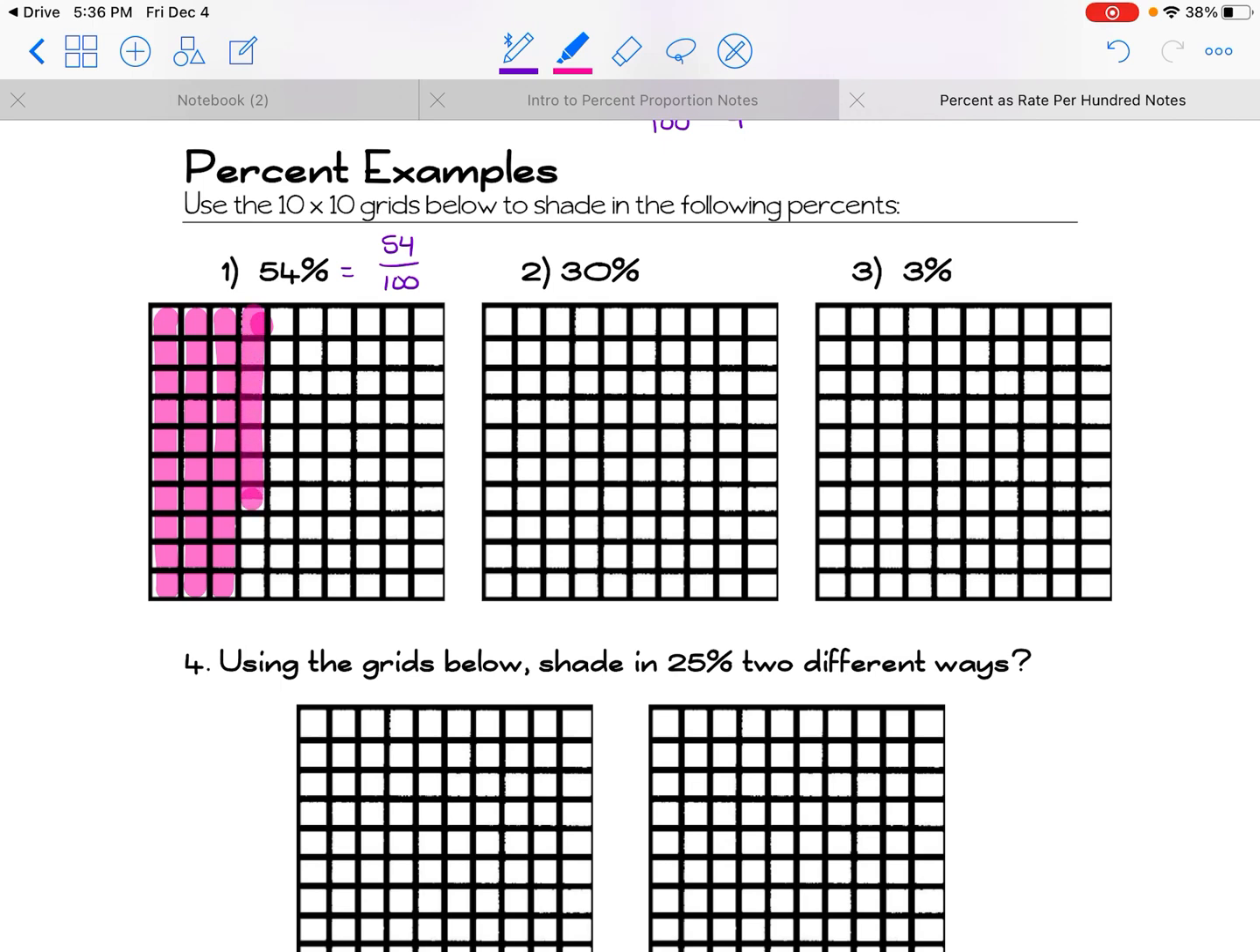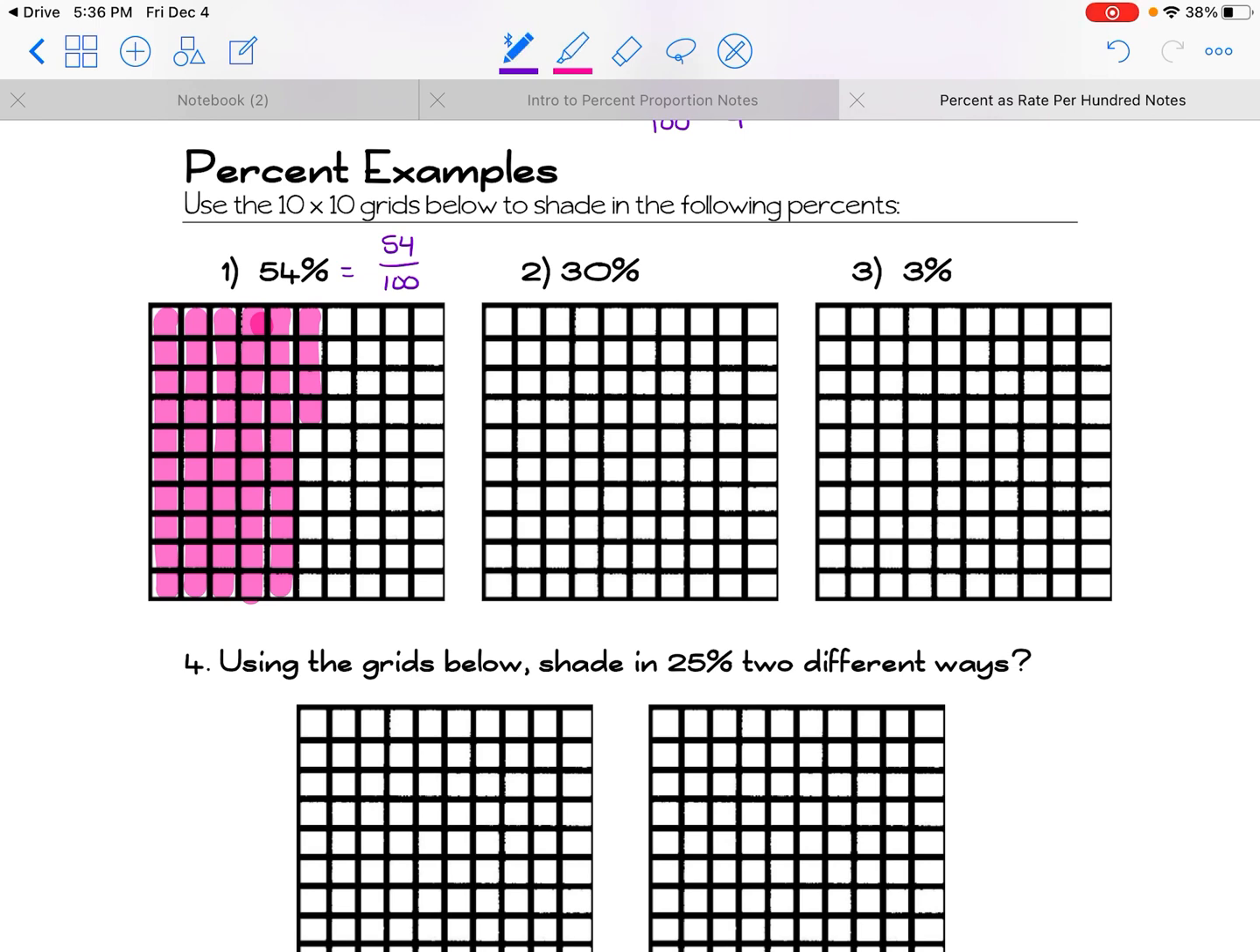3 columns would be 30. 4 columns now is 40. 5 columns gives me 50, and now I need 4 more. So this would be a picture of what 54% is, and you can tell it's a little more than half. Let's go on to number 2.